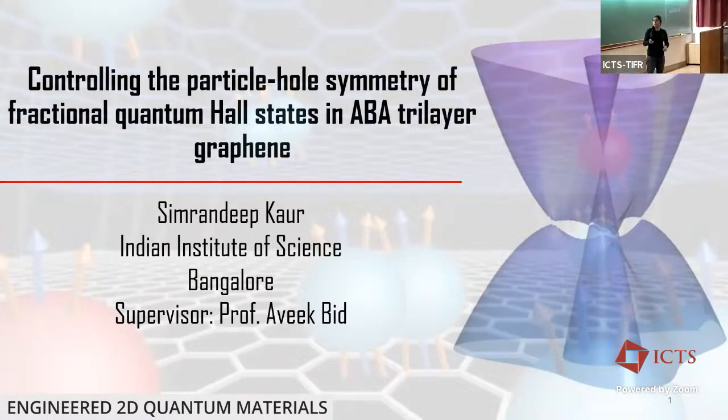So here I am going to present our latest results on ABA trilayer graphene. We have seen various odd denominator fractional quantum Hall states, and I will show you in the presentation how we can control the particle-hole symmetry of these fractional quantum Hall states in ABA trilayer graphene.